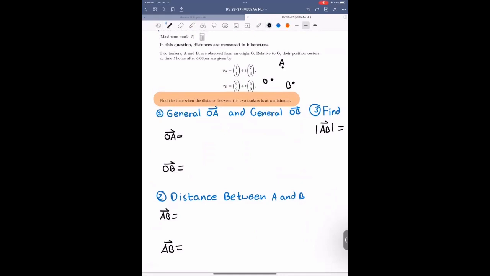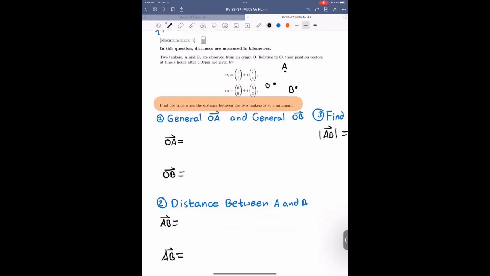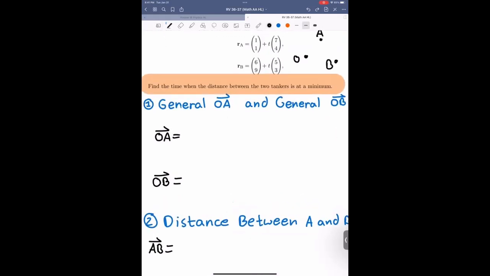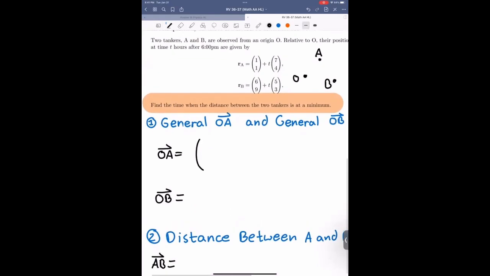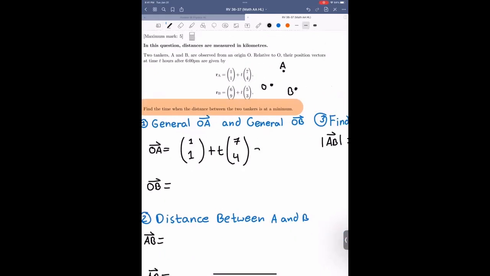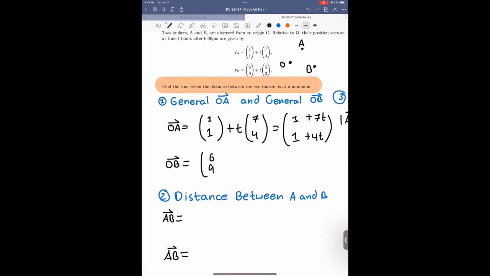Now, in order to find the distance between the tankers, it would be wise to express the position of the tankers as vectors OA and OB. Now we take our equations for RA and RB that we were given, multiply the parameter t by the direction vector and combine vector OA into one vector. And we do the same for vector OB.